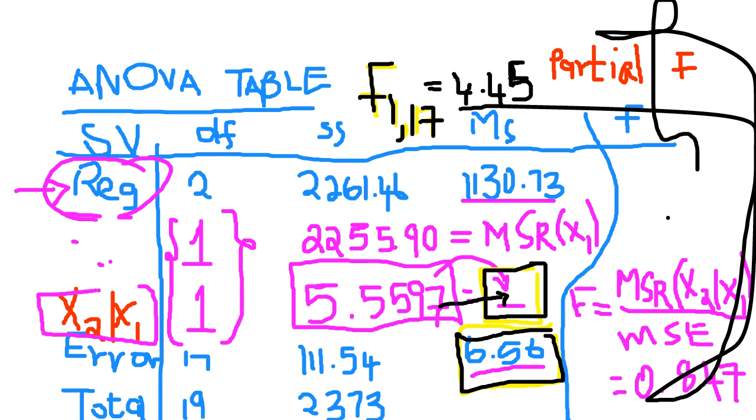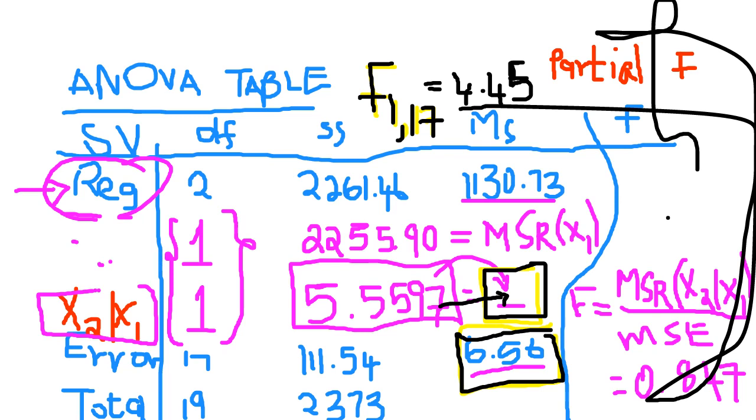So now, let's test for X2. Let's test for X1 now, with the knowledge of how we've done this one. The upper part here will change. The MSE won't change.